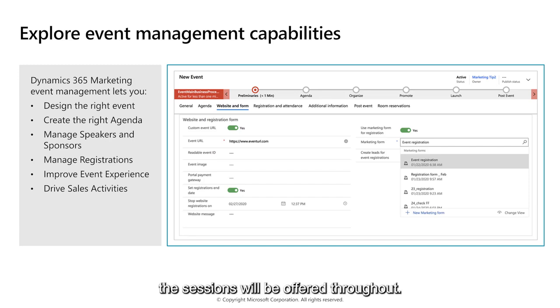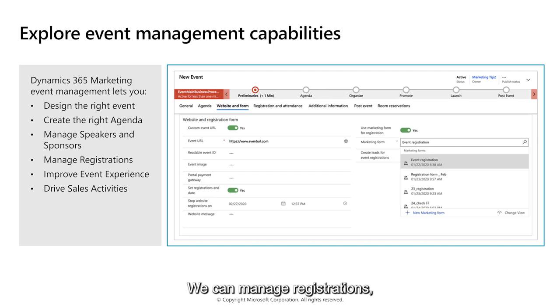We can create the agenda, so defining the sessions that will be offered throughout. We can track as well where it's being located, the type of session, the audience, who will be delivering the session, so who will be the speaker for the session. And we can create tracks, so we can have multiple tracks running with different sessions on each track. This allows attendees to be able to easily locate and find the sessions that are most important to them.